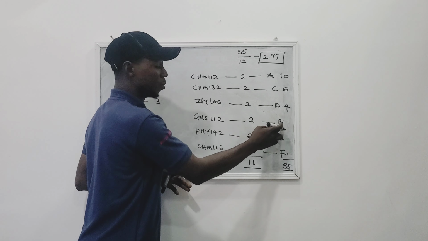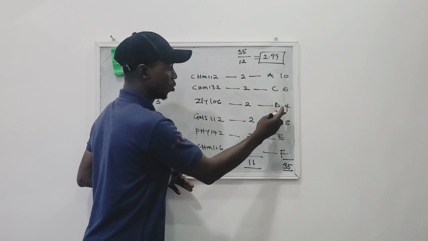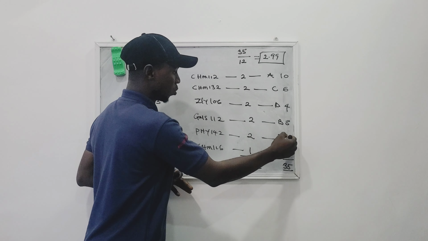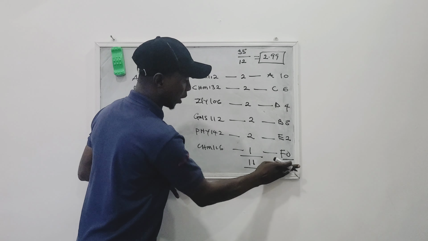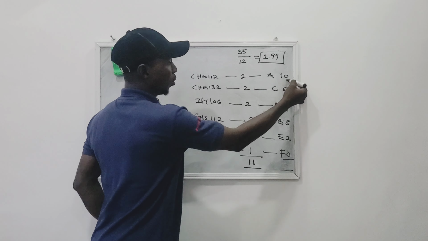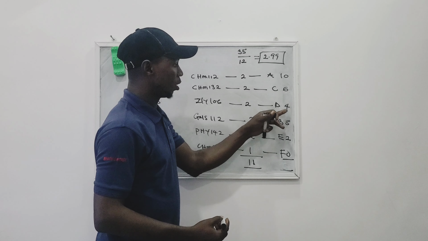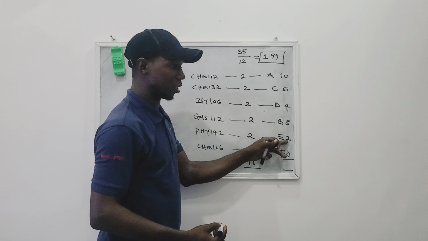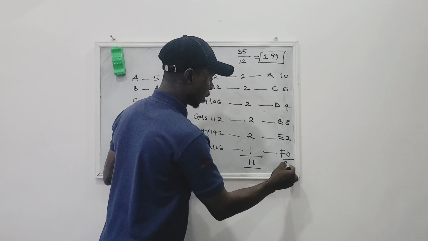This is 2. Grade B is 4. 2 times 4, 8. This one was 2. 2 times 2, 4. So this one is just 1 unit. 2 times 1 is 2. And this one remains 0. Now let's total everything. We now have 10 plus 6, 16. 16 plus 4, 20. 20 plus 8, 28. 28 plus 2, 30. 30 plus 0, it still remains 30. So this one is 30.